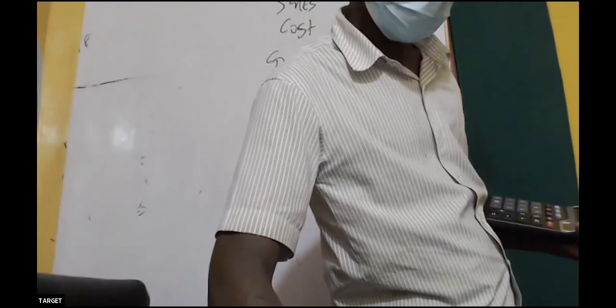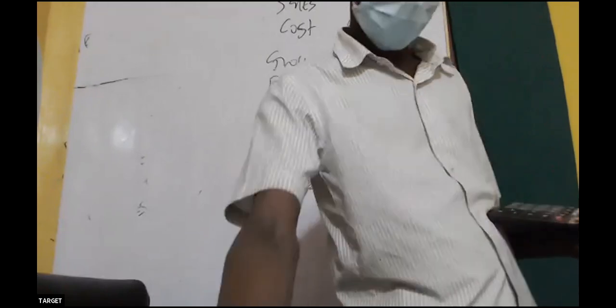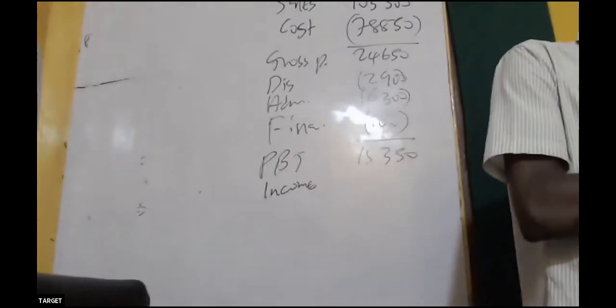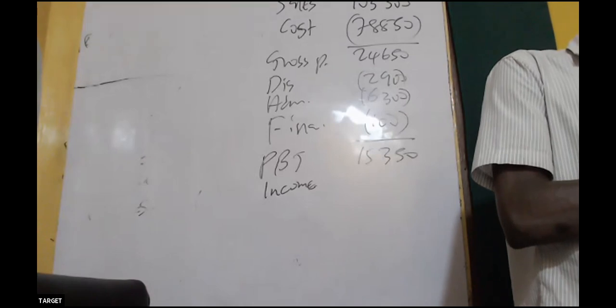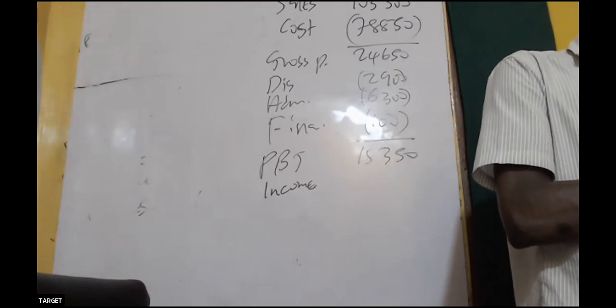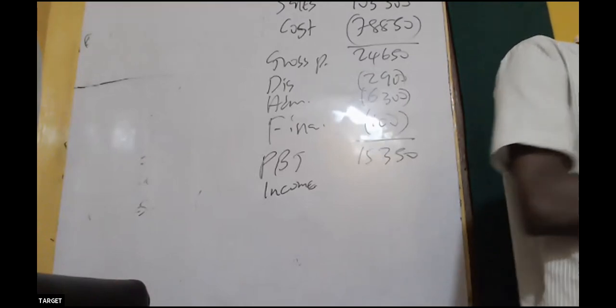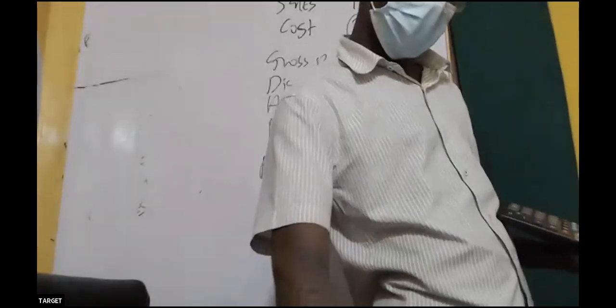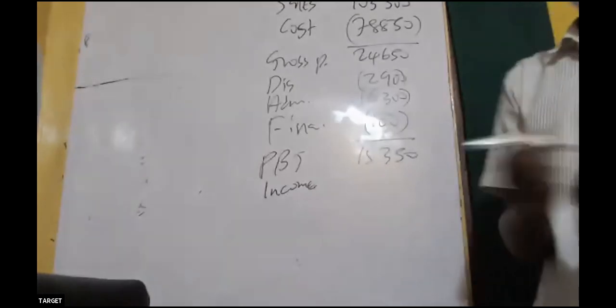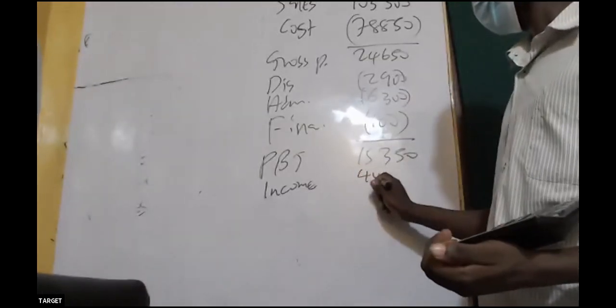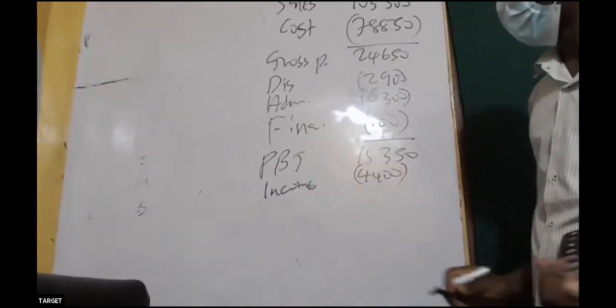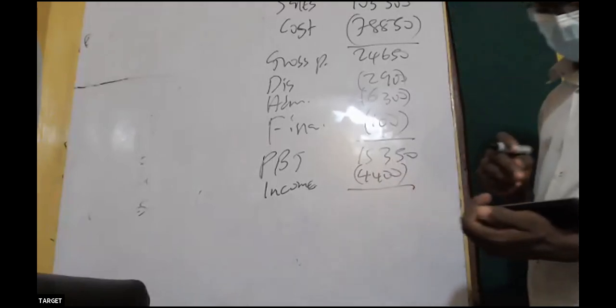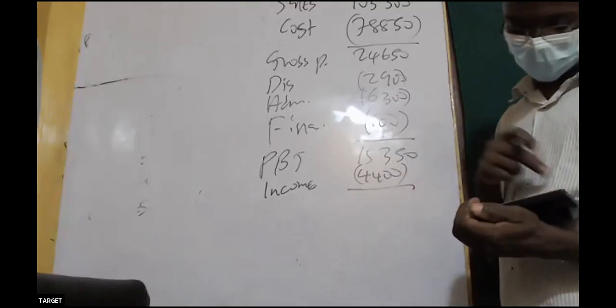So income tax will be, the income tax figure we had 4,400, right? So my tax is 4,400. I need to balance everything. So plus 4,400. Wait, no.